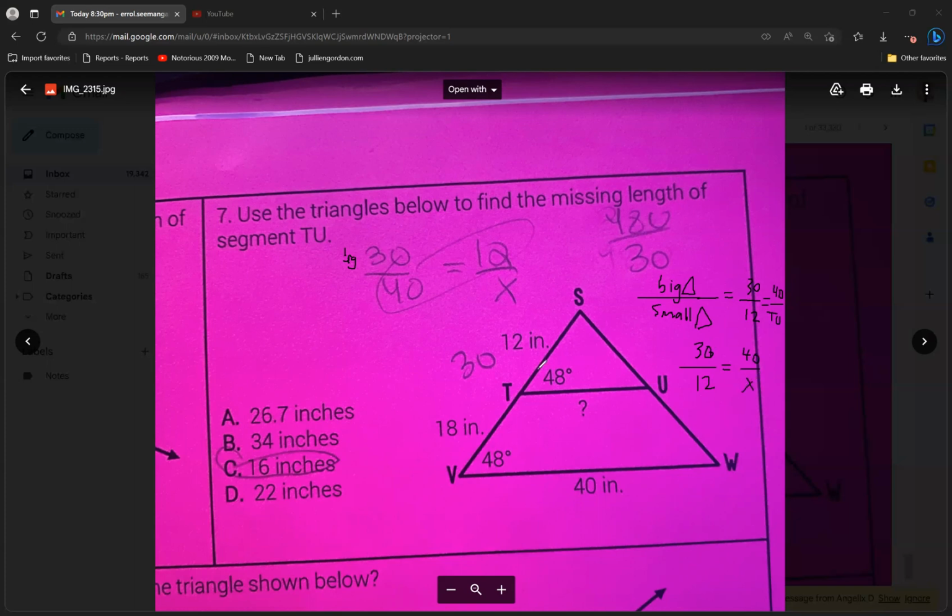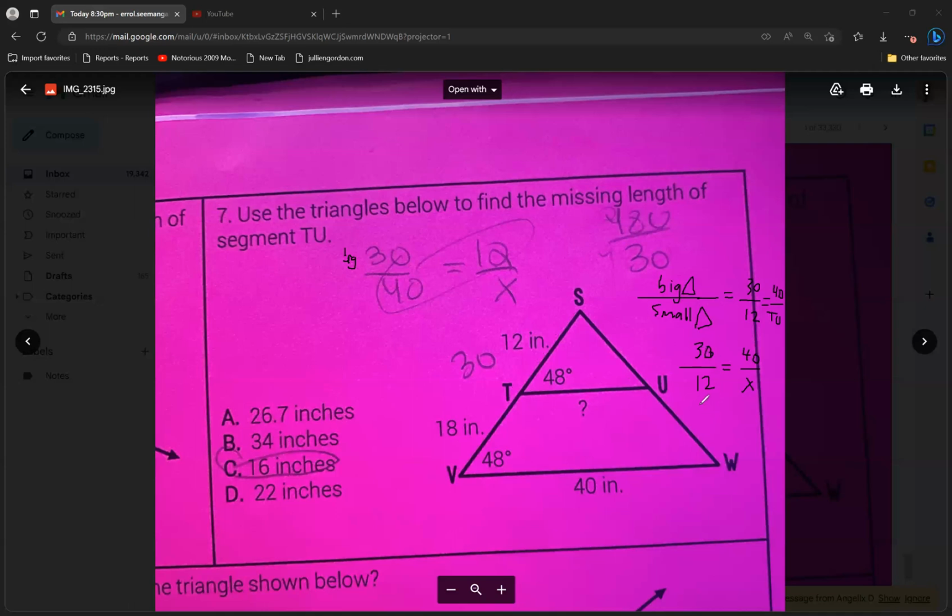Okay, so big triangle is 30. There's your 30. 12 plus 18 is 30. That's the big one, over the small one, 12, which is this one. There's your 12. And same thing. Big triangle is 40, the base here, over the small one here, which is x. Now just cross multiply there.